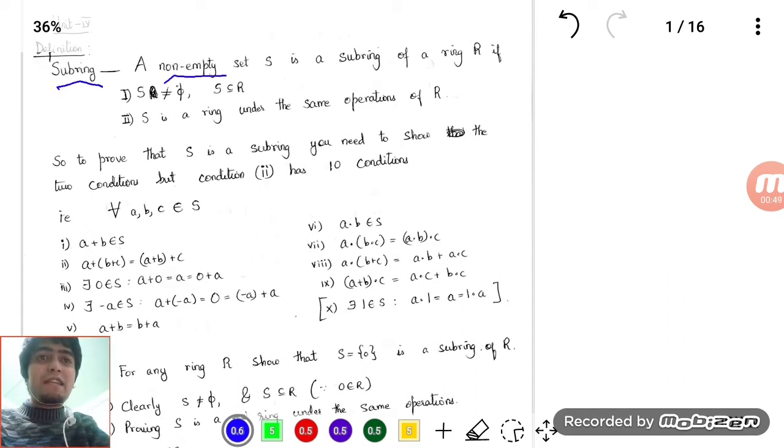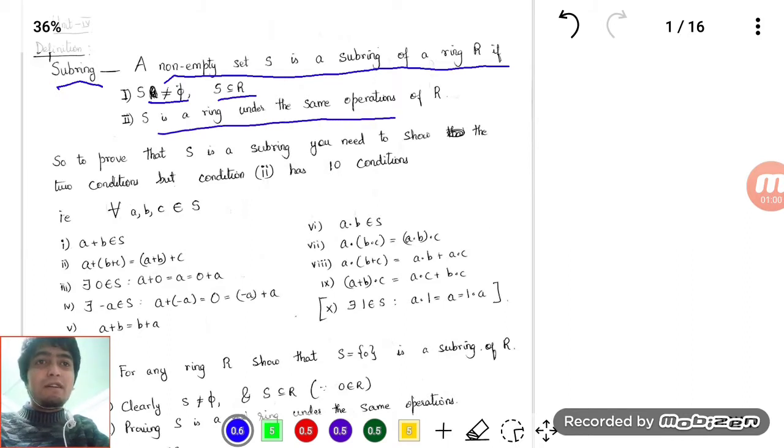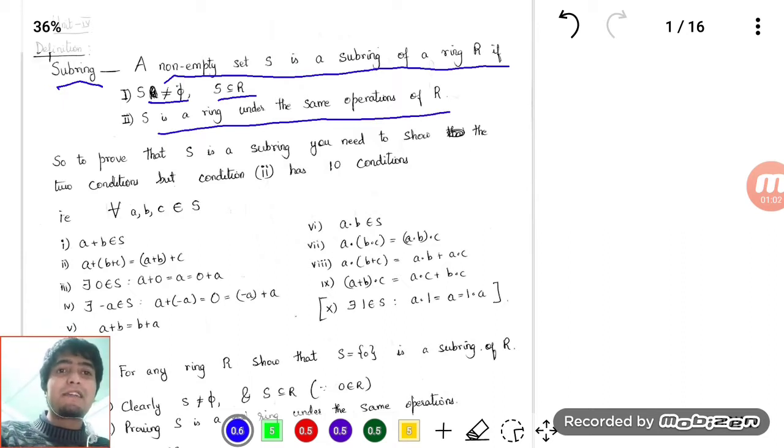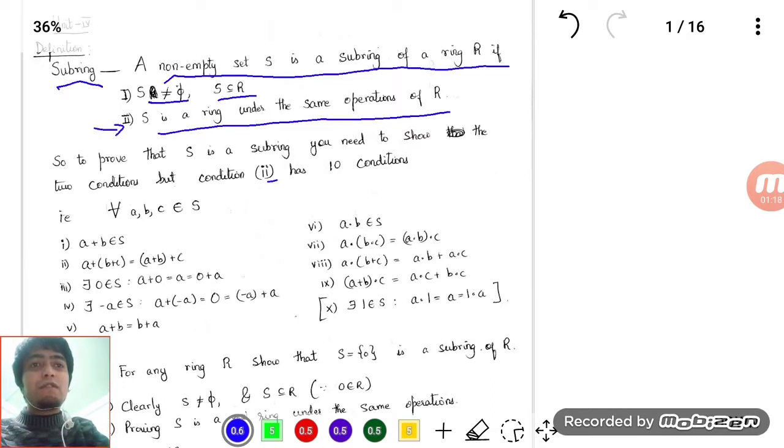A non-empty set S is a subring of a ring R if S is non-empty and it is a subset, and moreover, S should be a ring under the same operations of R. So what do we have to do if we have to show that a non-empty subset is a subring? We have to show both conditions 1 and 2. But if you see condition 2, it has to be a ring.